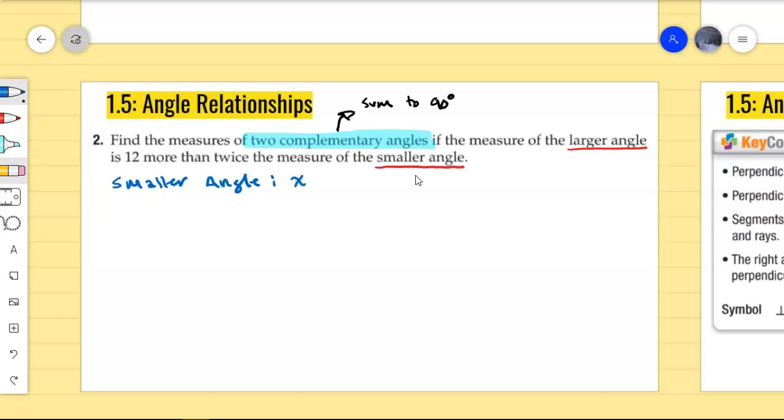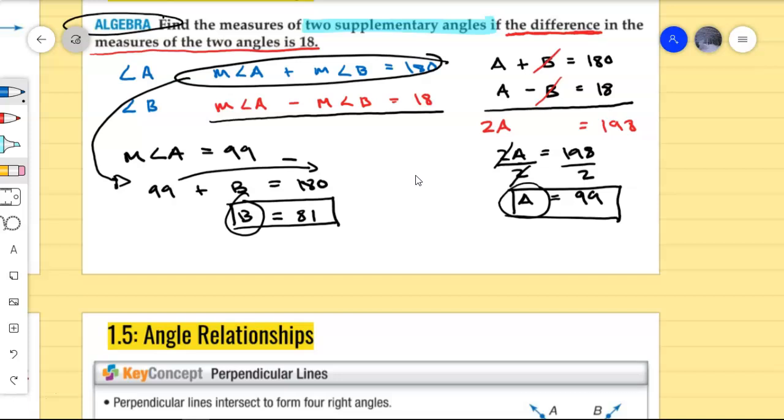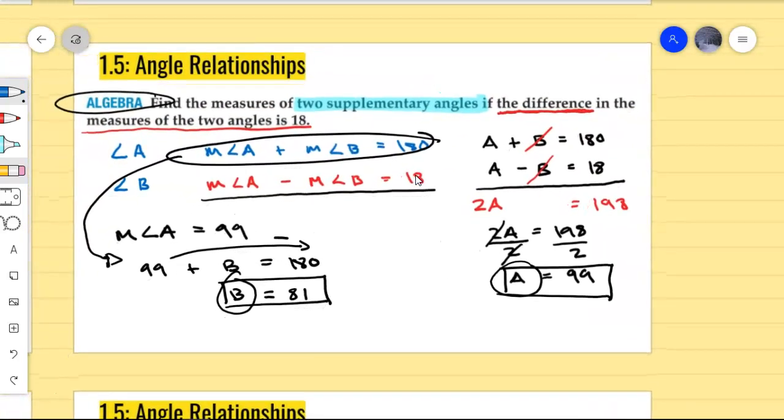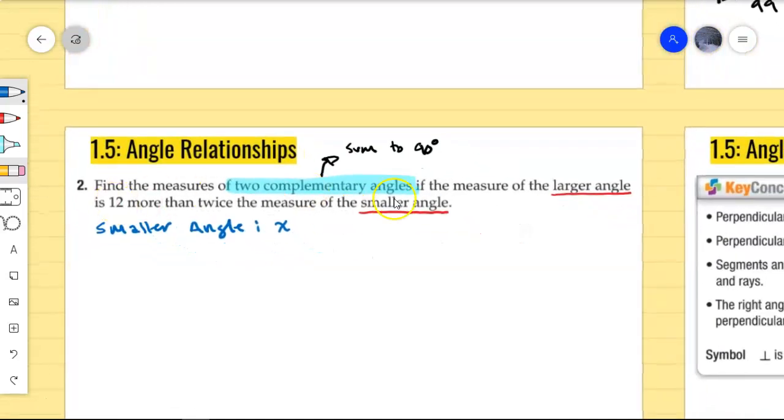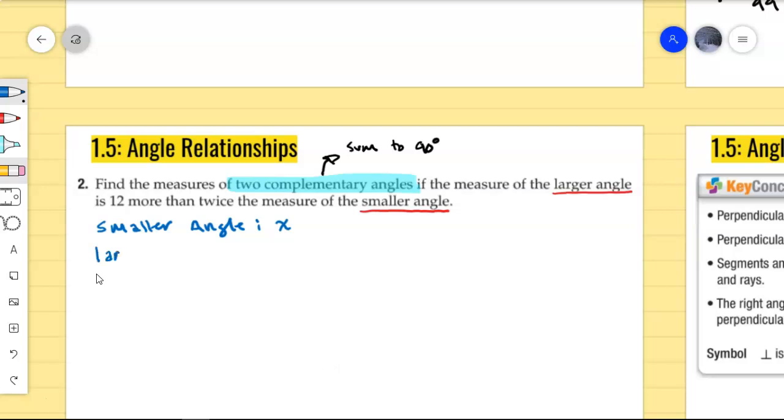By the way, you could have used the same strategy in the previous one if you wanted. It's totally your call. If you wanted to use x's and y's instead of a's and b's, that would have been perfectly fine. So let's call the smaller angle x, and the larger angle, let's call that y. So you've got x and you've got y. Now, because they're complementary, look, it's the same exact pattern. You know that x and y need to add up to 90 degrees.